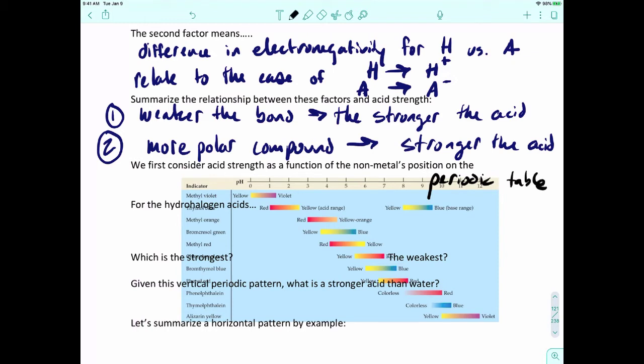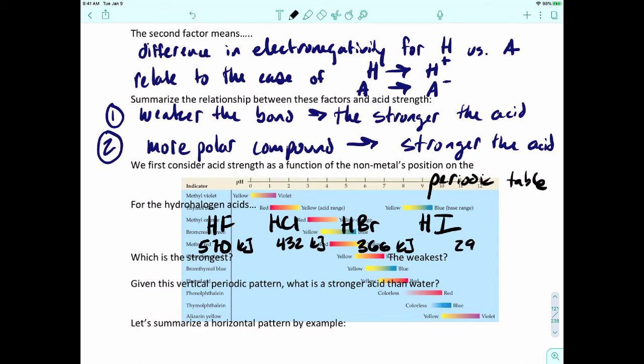For the hydrohalogen acids, here are your four acids: HF, HCl, HBr, and HI. All we're doing is going down family 7A and pairing all those anions up with hydrogens. If we take a look at the bond dissociation enthalpies, HF has a value of 570 kilojoules. HCl has a value of 432 kilojoules. HBr has a value of 366 kilojoules. And HI has a value of 298.